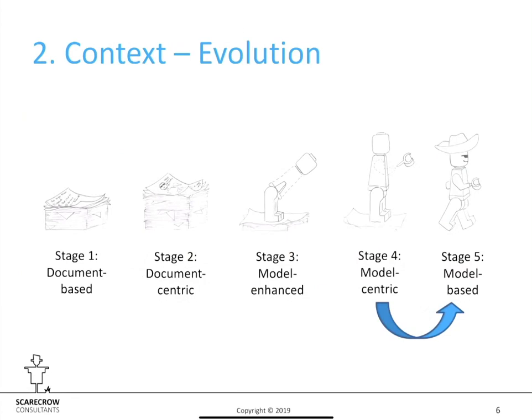Now, in terms of where variant modeling fits in on what we call our evolutionary path, our evolution from document-based to full model-based systems engineering, it's really very much at the late stages, going right up to the final stage 5. I'll come back to that in a couple of slides' time, but it sits very much on that right-hand edge of our evolutionary scale.